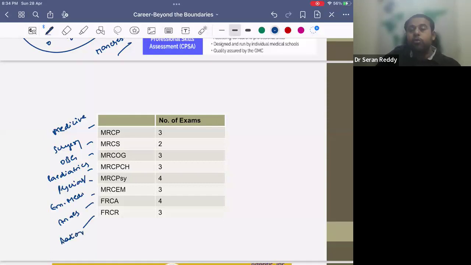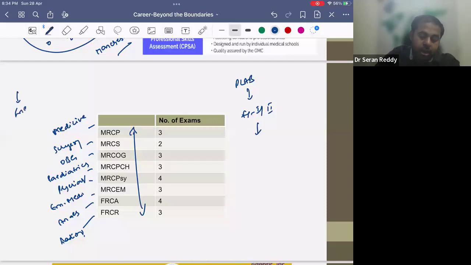In this, a few things you can do: after going through PLAB, you go to UK and work at the level of foundation year 1 or 2, depending on whether you have completed your internship or not, and then you can attempt these examinations. For a few examinations, you can come back to India, complete FMGE, and then directly complete MRCP or MRCS. There are two pathways by which you can enter.